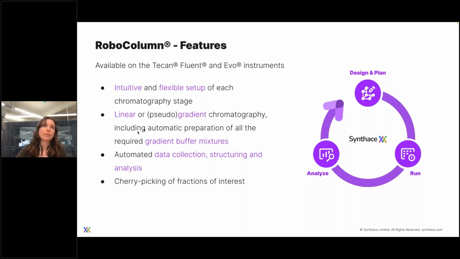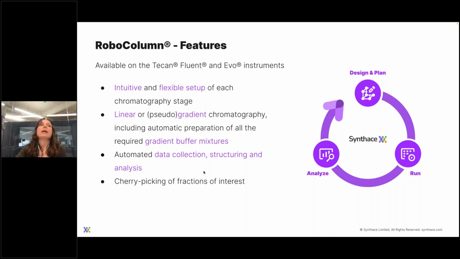We also support linear as well as pseudo-gradient chromatography, where all those gradient buffer mixtures that you may have to do manually otherwise are prepared automatically. Very similarly to the way it would work on an ACTA, you simply define the start percentage of buffer B and the end percentage of buffer B.